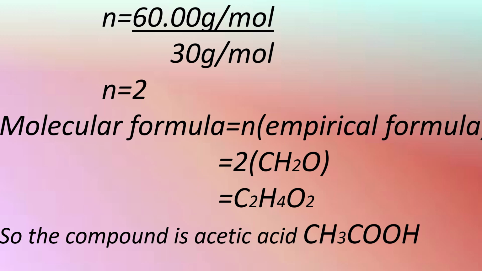Now we know the molecular formula of unknown compound and the molecular weight of unknown compound. So the compound is acetic acid, because in acetic acid there are 2 carbon, 4 hydrogen and 2 oxygen. So in this way we have detected the compound.